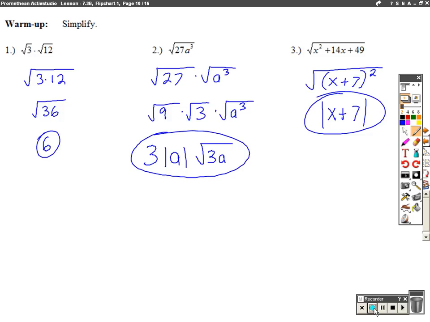Okay, go ahead and see how you did on these warm-ups. Only thing I'd like to point out is to make sure you remember to use absolute value brackets anytime you pull out a variable from an even indexed radical.